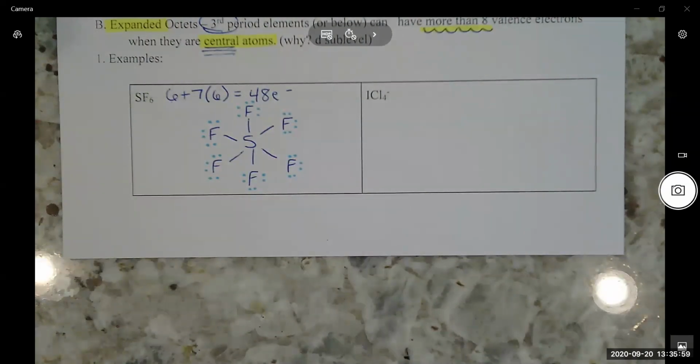By the way, sulfur hexafluoride, you know how helium makes your voice go high? Sulfur hexafluoride makes your voice go really low. Just fun fact about sulfur hexafluoride.